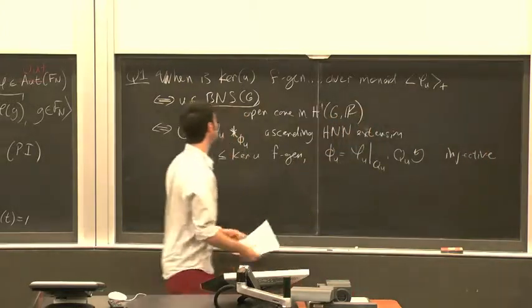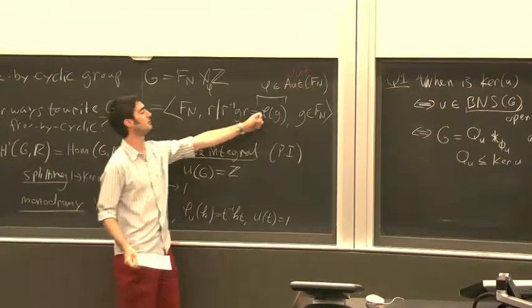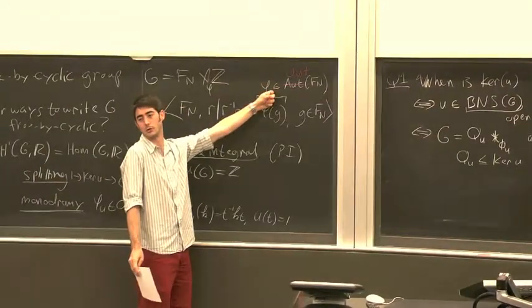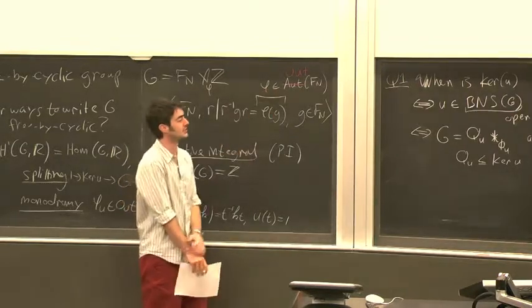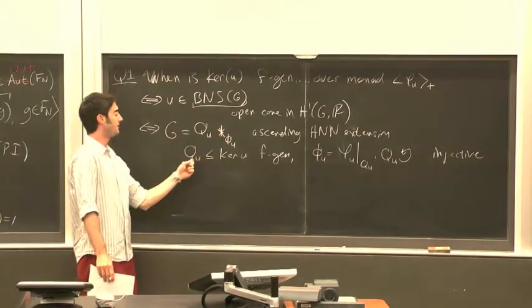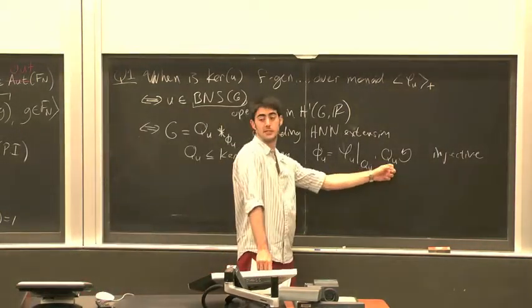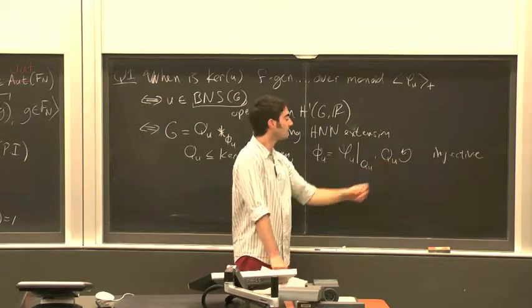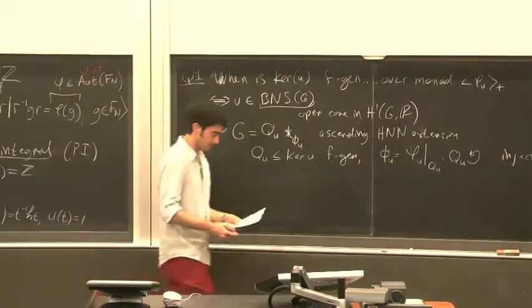So if you forgot what an HNN extension is, it's exactly a group with this sort of presentation where I don't require it to be an automorphism. It's only required to be an injective endomorphism. So that's an HNN extension. So it turned out being in the BNS-invariant was equivalent to finding a finitely generated thing in the kernel such that the monodromy sort of preserves it. Okay? And that's this condition. So maybe you might want to know that.